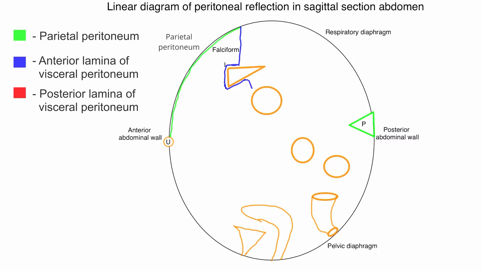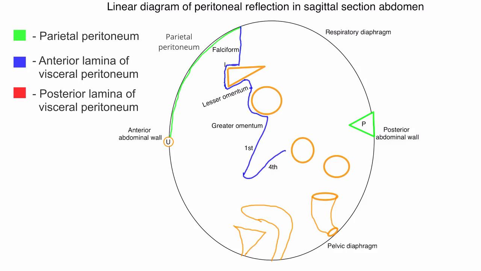The same anterior lamina reflects on the anterior surface of the stomach, and at the greater curvature it reflects downwards and folds on itself. This is called the greater omentum. The layer which is present anteriorly is called the first layer, and it folds on itself, and this is called the fourth layer of the greater omentum. The first layer becomes the fourth layer.